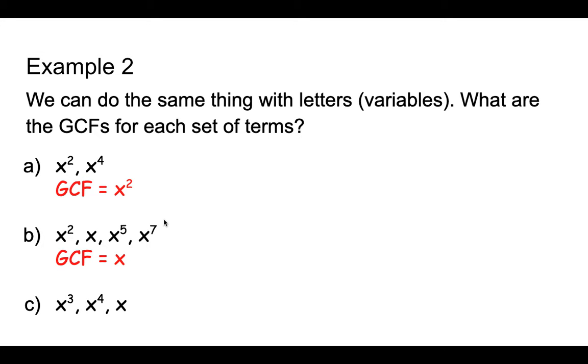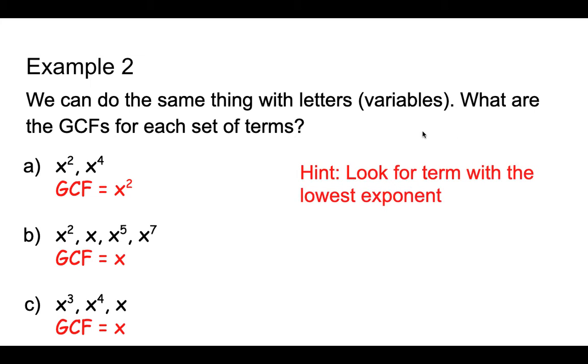Okay, here's another example. We have x to the 3, x to the 4, and x. Again, you're just picking out the one with the lowest exponent. And so that's x again. So just here's a hint for this one. Look for the term with the lowest exponent.